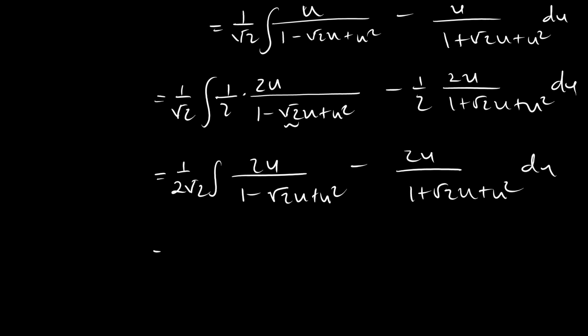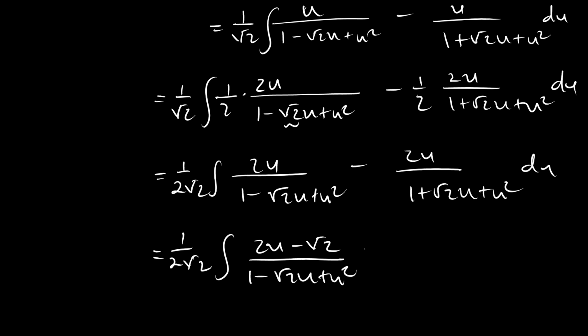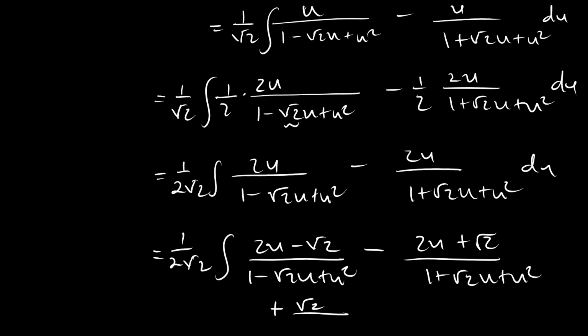Okay, we can even go further as to say, if I'm to consider the numerator to be a derivative of the denominator, this would be 2u minus root 2 over 1 minus root 2u plus u squared, minus 2u plus root 2 over 1 plus root 2u plus u squared. And now to compensate for what we've added here, we'll say plus root 2 over 1 minus root 2u plus u squared, and then another plus root 2 over 1 plus root 2u plus u squared. Okay.